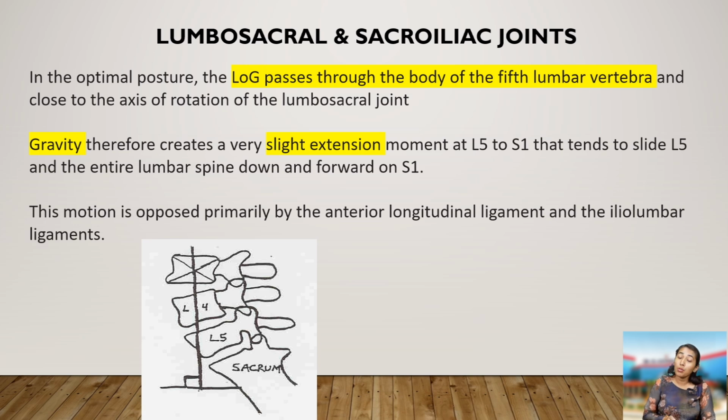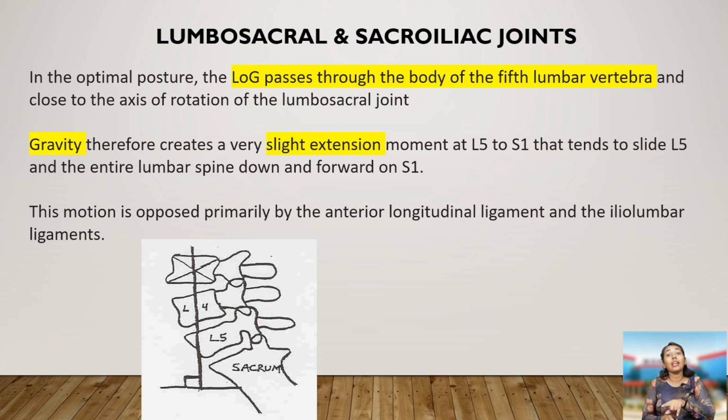Next, we'll move to the lumbosacral and the sacroiliac joints. In the lumbosacral region, in the optimal posture, the line of gravity passes through the body of the fifth lumbar vertebra and close to the axis of rotation of the lumbosacral joint. Now gravity will cause slight extension movement at L5 and S1 that tends to slide the L5 and entire lumbar spine down and forward on the S1.